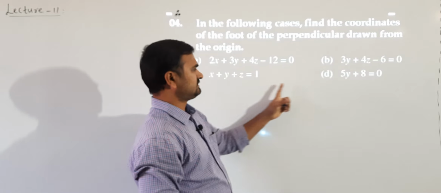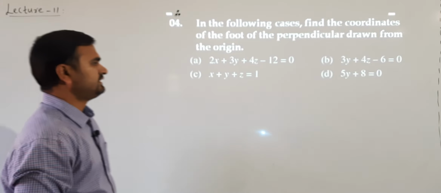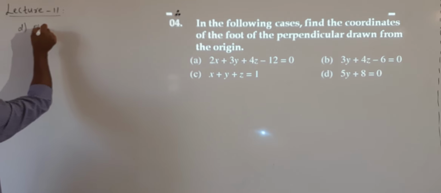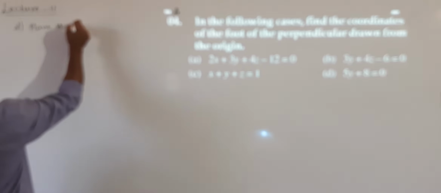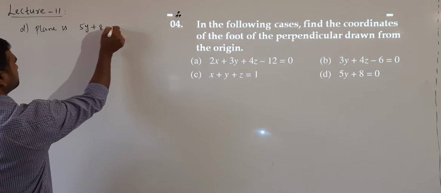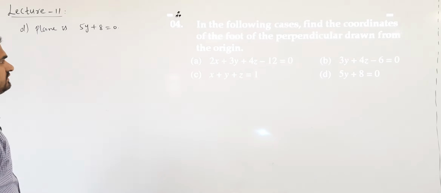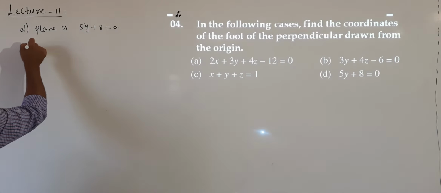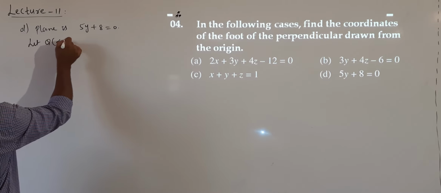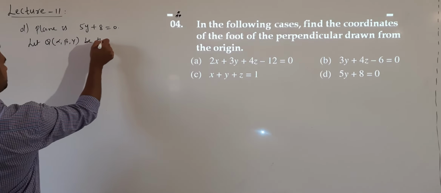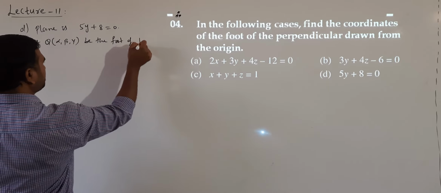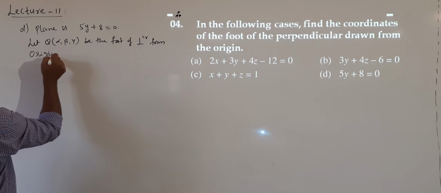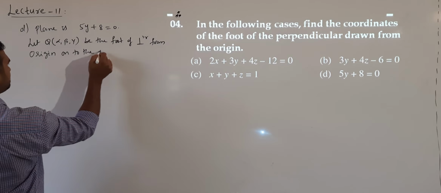So I will solve the D part. The plane is 5y plus 8 is equal to 0. We are drawing a foot of perpendicular from the origin onto the plane. Let Q, alpha, beta, gamma be the foot of perpendicular from the origin onto the plane.